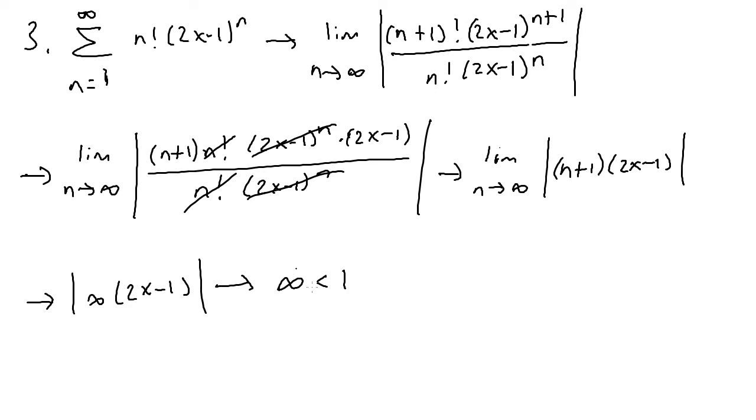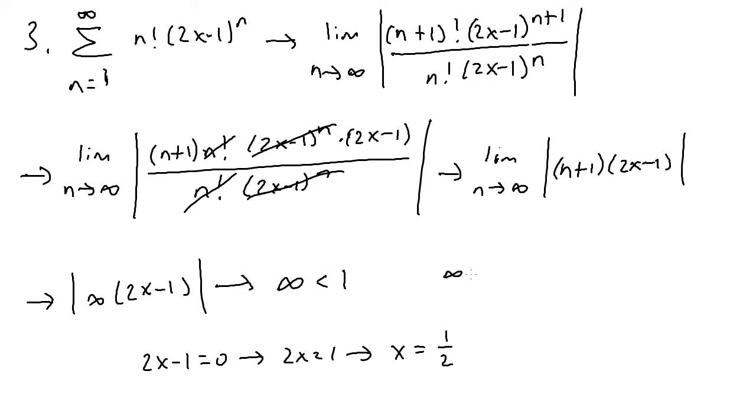And notice infinity is never going to be less than 1. And be careful here, because this means that the series converges for no x value except for one x value. And that x value is when we set our x equation equal to 0. So if I do that, 2x minus 1 equals 0, which means 2x equals 1, and then x will equal 1/2.